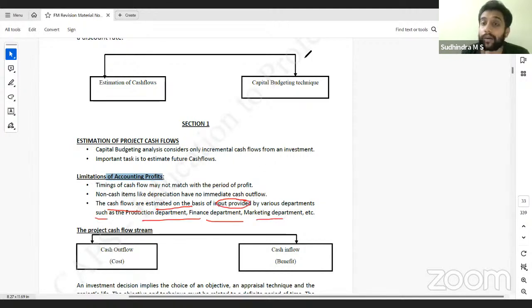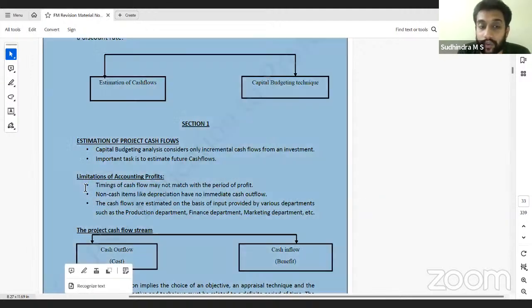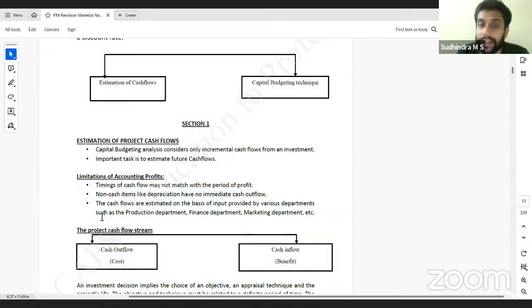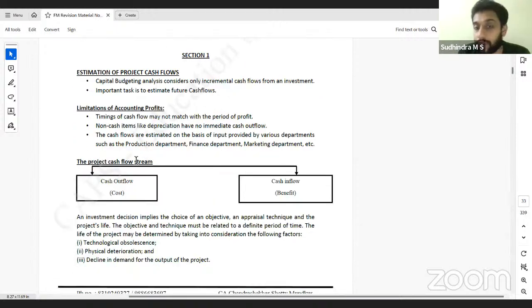So we go with hands-on data. From individual departments, we ask what sales you are expected to make, what expenses you have, and what purchases you make during the period. So we ask the relevant departments and get the data in case of cash flow. Therefore, cash flows are more relevant and more preferable in capital budgeting decisions. Capital budgeting goes with cash flows.